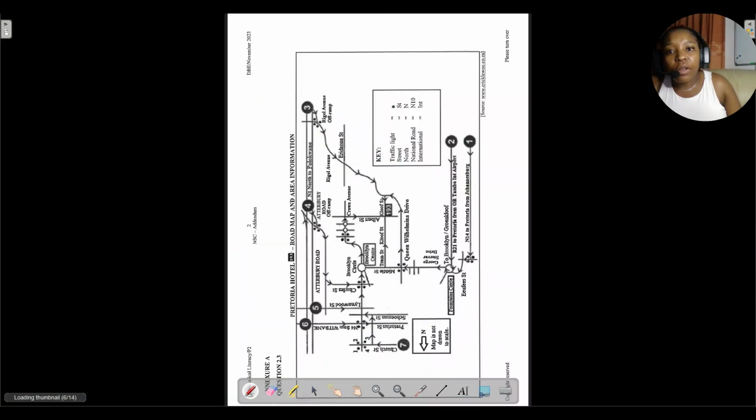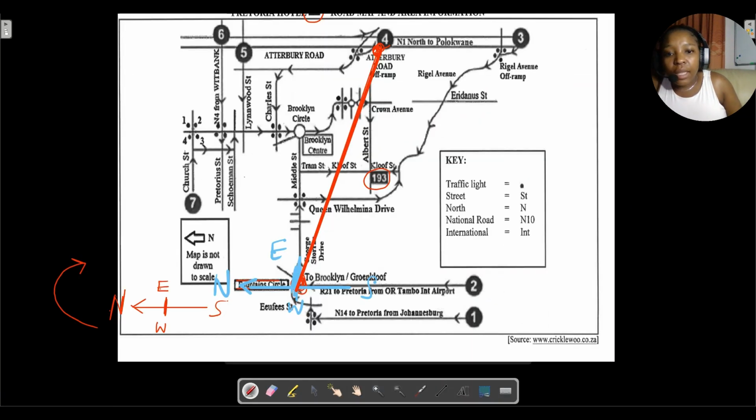If you have a look at there, right? They're telling us that the map is not drawn to scale. What does that mean? It basically means that there is no correlation between the measured length on the map to the actual length in real life. That is what is meant when they say that the map is not drawn to scale. There is just no correlation.